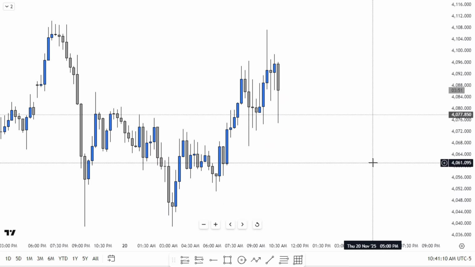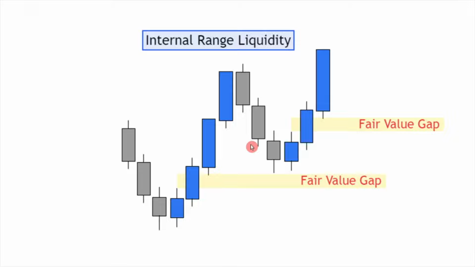What's going on, everyone? In today's video, we're going to break down a concept that quietly dictates market movement every single day: the dynamic interaction between internal range liquidity and external range liquidity. Before we jump into the charts on TradingView and look at some real examples, we first need to build a strong foundation by understanding what these terms actually mean and how they operate within market structure. All right, let's start with the basics.